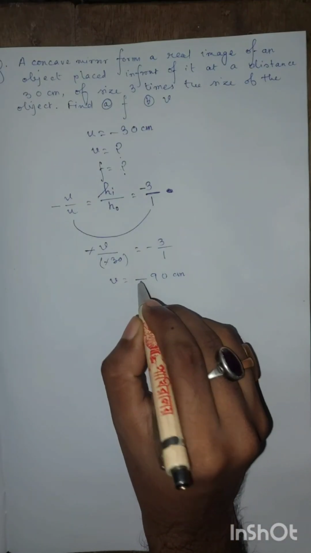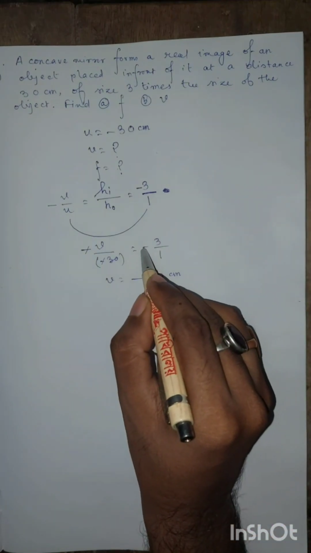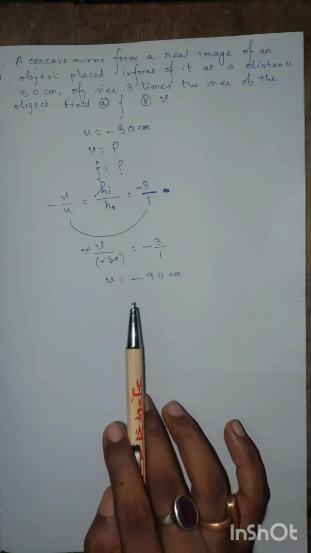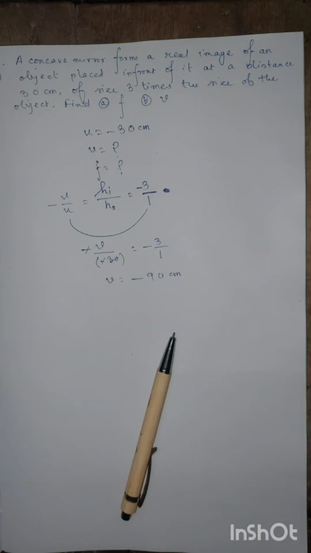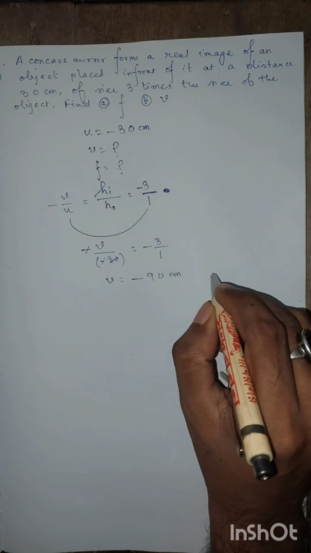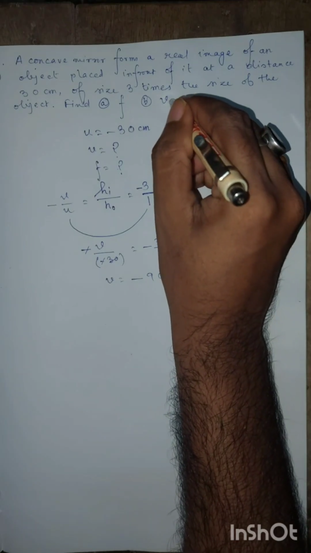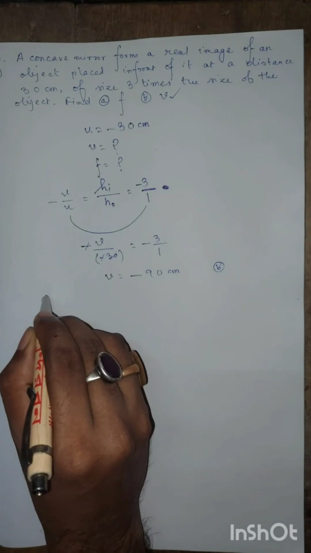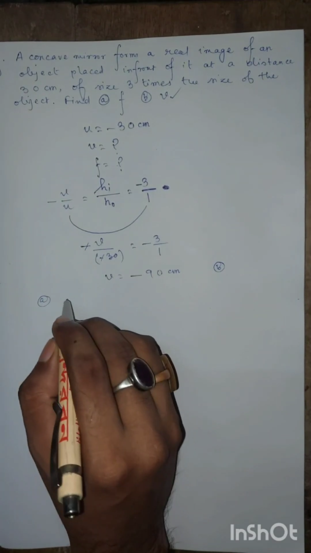So the image formed is a real image. It is inverted and it is formed in front of the mirror. The negative sign signifies that the image formed is in front of the mirror. So this is our part B. This is the answer of part B. Okay, position of the image. Now we are solving part A. We can use the mirror formula.